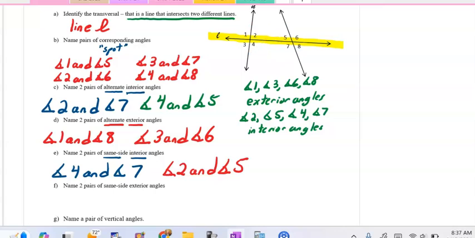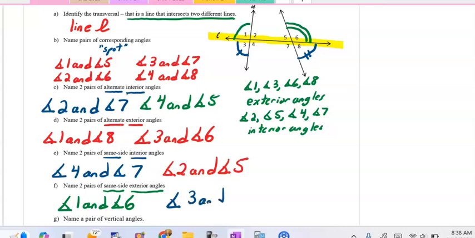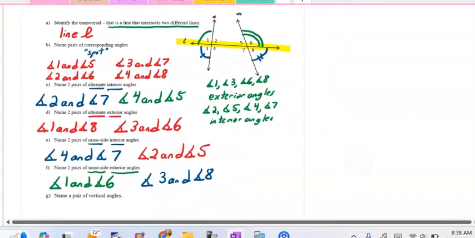And then a new definition was same side exterior. They're on the same side of the transversal and they're both exterior. So angle 1 and angle 6 would be an example. And then angle 3 and angle 8 would be the other example. So this is some of the vocabulary words related to lines.